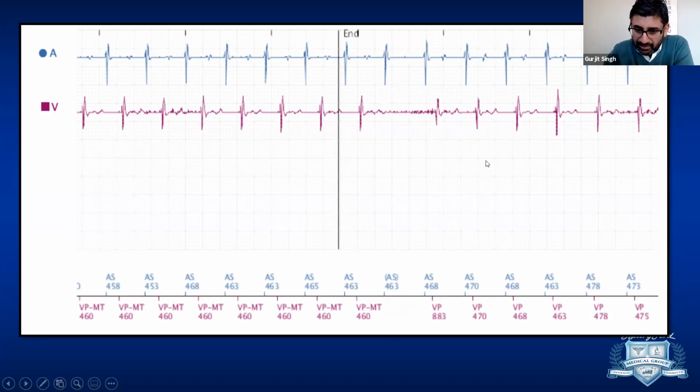So this goes against the diagnosis of PMT. The PMT should terminate because if there is no V, there will be no A and the tachycardia will terminate. Here, the tachycardia continues on, which means this is not a PMT episode. This is an episode of sinus tach or an AT, okay?